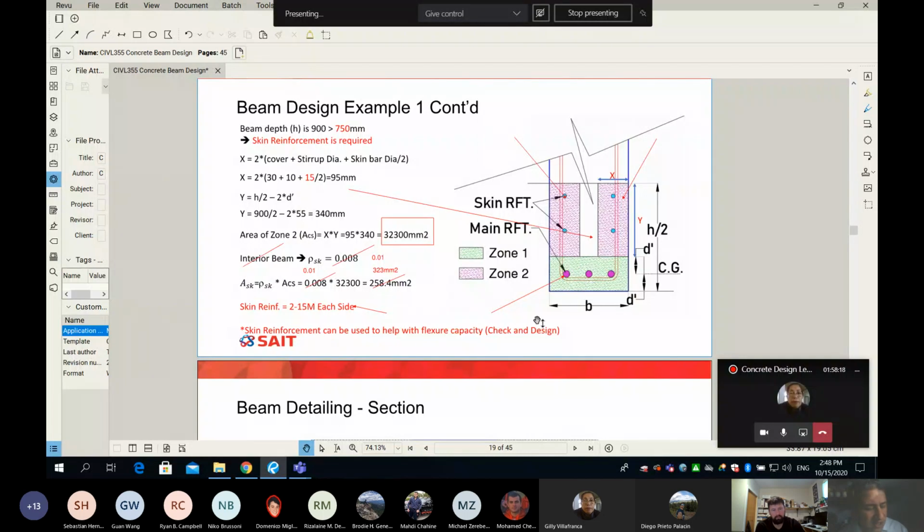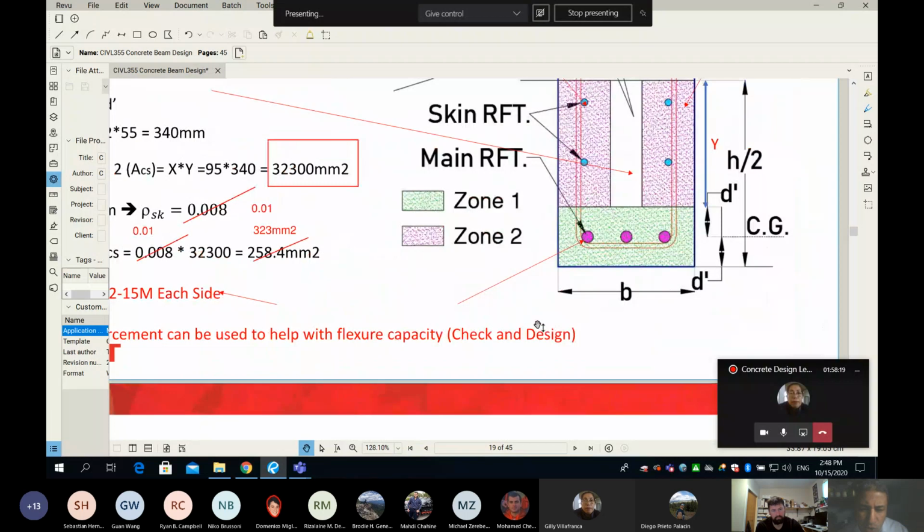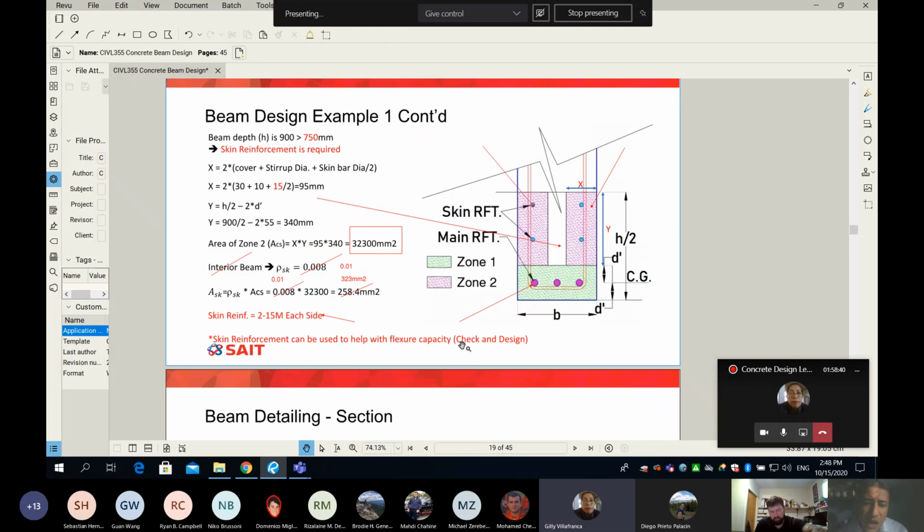I know this discussion is not easy, and I'll do it next class. But sometimes, as a designer, I will never use them to resist the bending moment. I will just let them resist the shrinkage or the cracks on the side, but I will not use them in my design. Okay, guys, any questions so far?